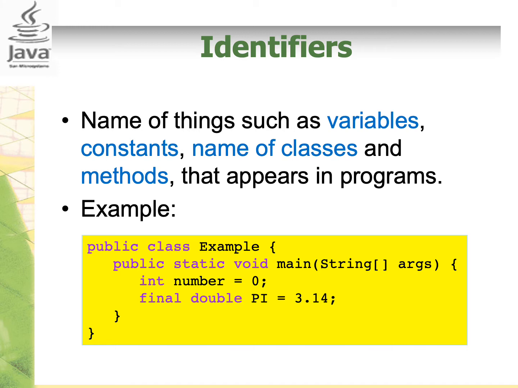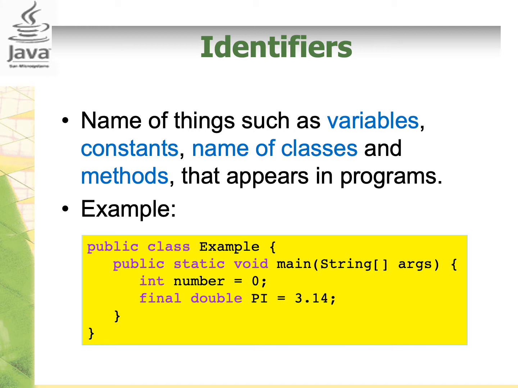Then in the next line, we have our main method. Right? So we have public static void main String args. So main is an identifier. It is the name of the method. And then we have int number equal to 0. The word number over here, that is the identifier of a variable. And then in the next line, we have final double pi equal to 3.14. So the word pi is the identifier of a constant.